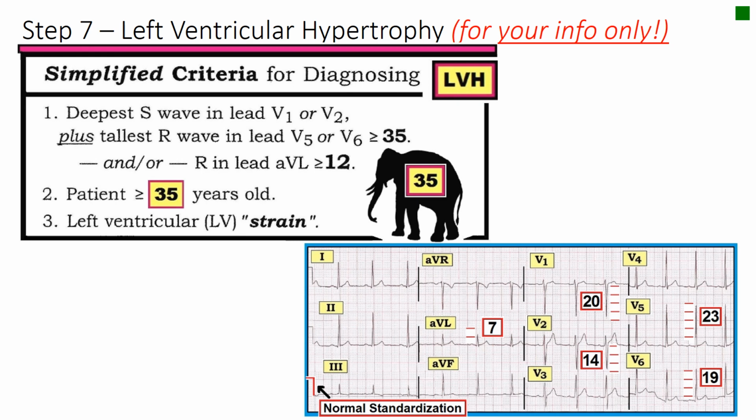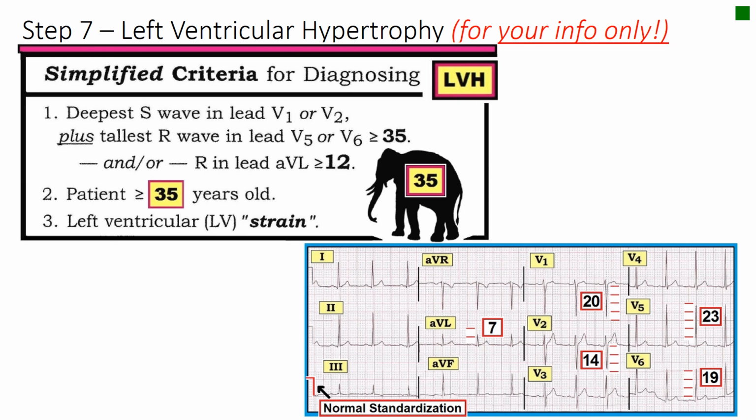So, the simplified criteria is the deepest S wave in V1 or V2 plus the tallest R wave in lead V5 and V6. If that measures more than or equal to 35 squares, and or the R in lead AVL is greater than 12, then basically you meet the criteria for left ventricular hypertrophy. In a patient that is over or equal to 35 years old, and there may also be left ventricular strain.